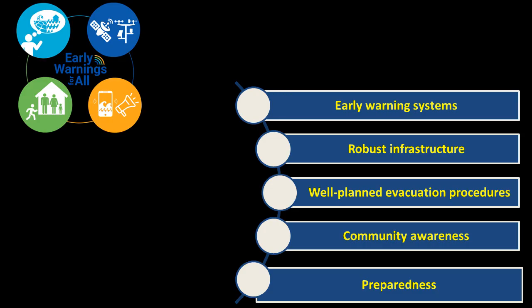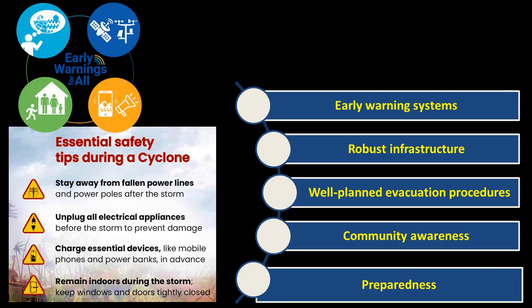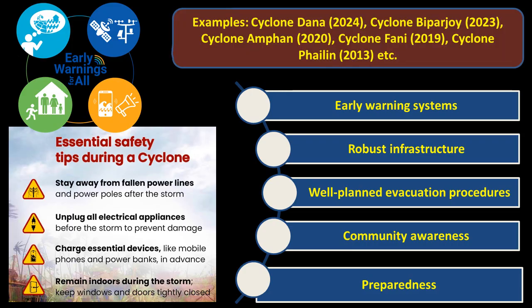To mitigate the impact of cyclones, it is crucial to have effective early warning systems, robust infrastructure, and well-planned evacuation procedures. Additionally, community awareness and preparedness can significantly reduce the loss of life and property. Major cyclones that hit India in the last few years are Cyclone Dana in 2024, Biparjoy in 2023, Amphan in 2020, Fani in 2019, Phailin in 2013, etc.